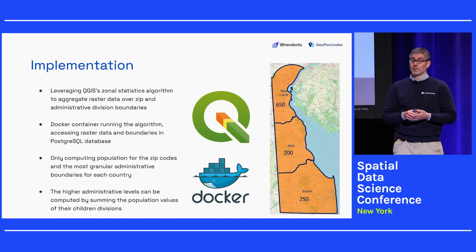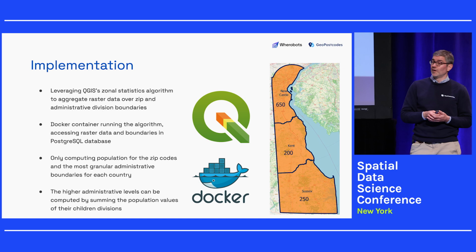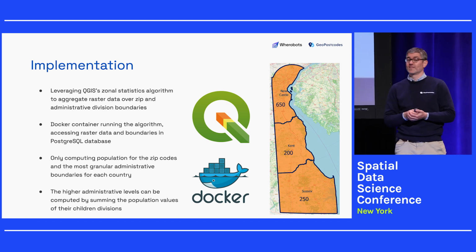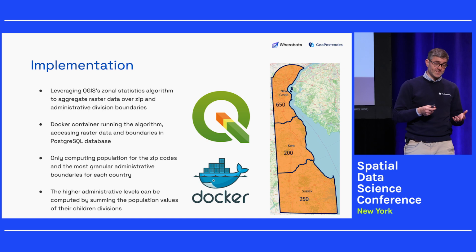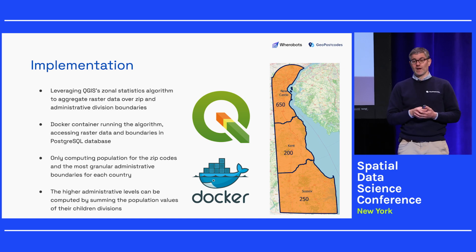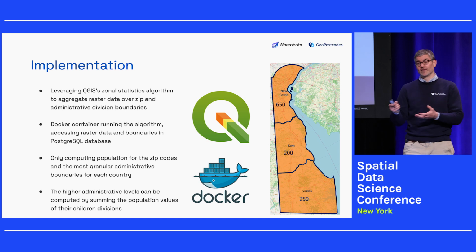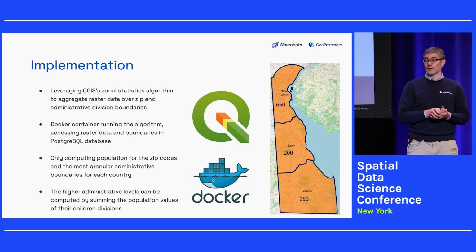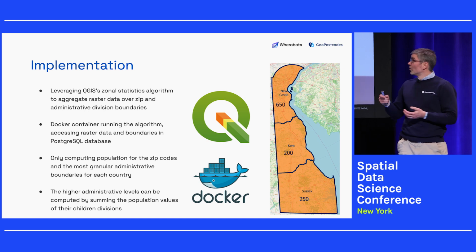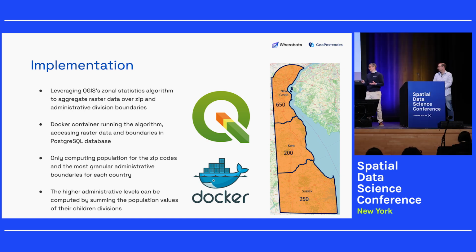So let's look a bit further into our original implementation. We leveraged the QGIS implementation of the zonal statistics algorithm. And what we did, which is pretty cool, is that we Dockerized QGIS. So we can run a headless version of QGIS without the graphical interface on any server. And the Docker container, of course, can access both the population raster and the boundaries data that are stored on a PostgreSQL database. We're only computing the zonal statistics for the zip code areas and the most granular administrative divisions. And then the less granular ones can be summed up knowing the children value.